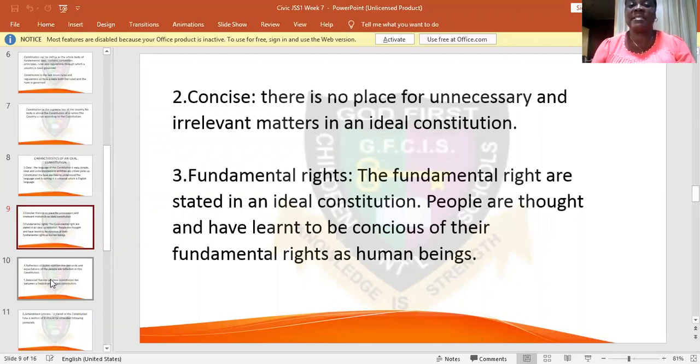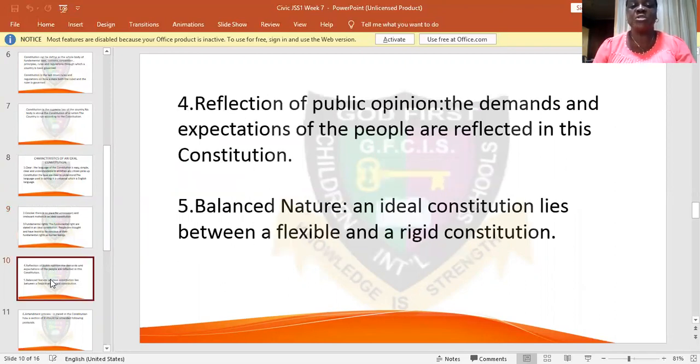Another ideal characteristic of the Nigerian constitution is the fundamental rights. All the rights of the people are well stated in it: the right to live, the right to education, the right to own property, and so on. All these fundamental rights are listed in the constitution. Another ideal characteristic is reflection of public opinion. All the demands and expectations of the people are reflected in the constitution.